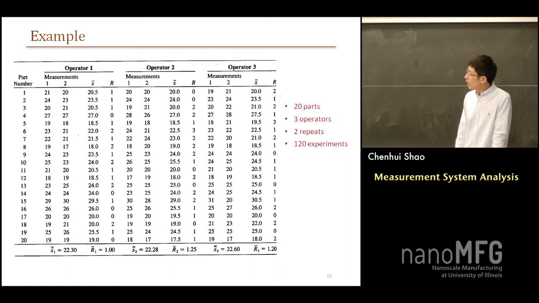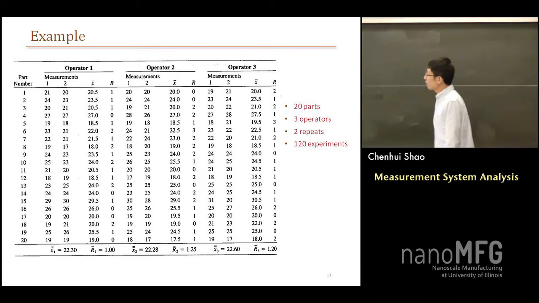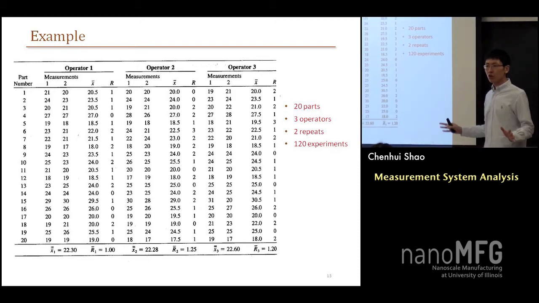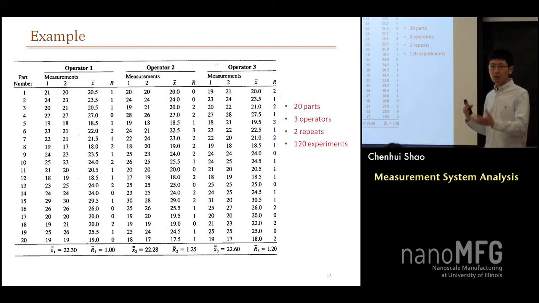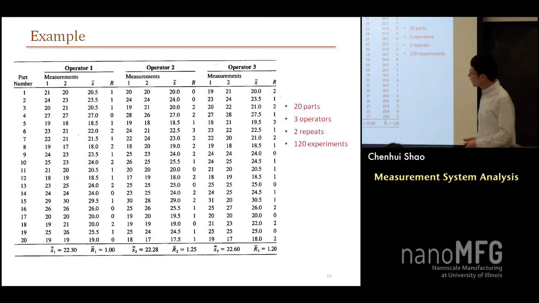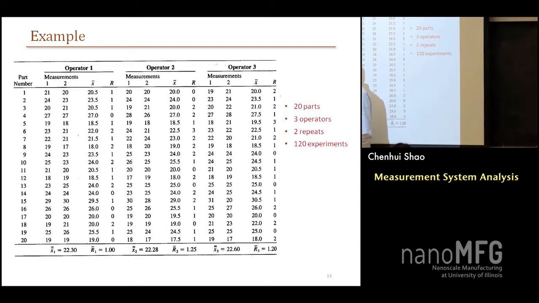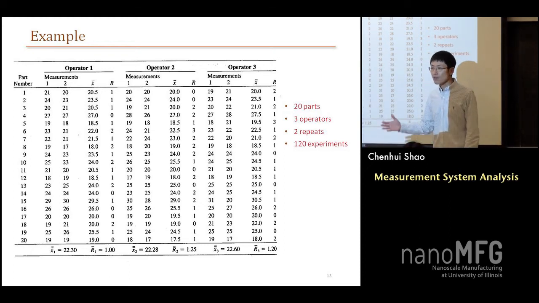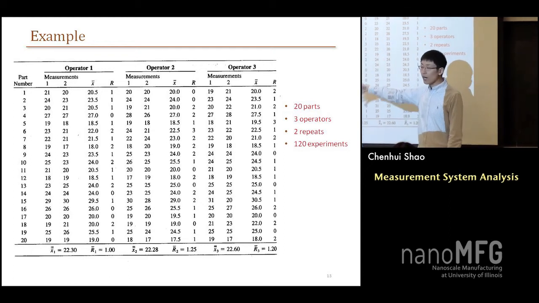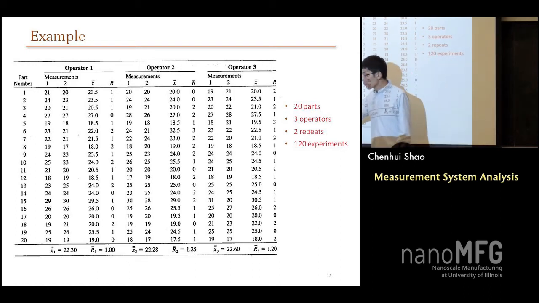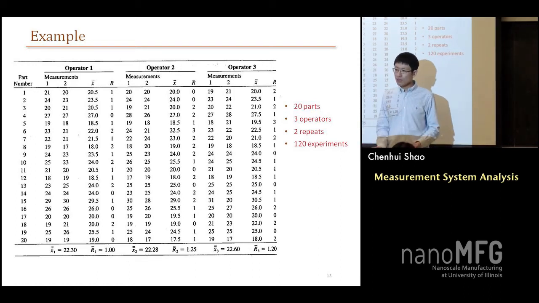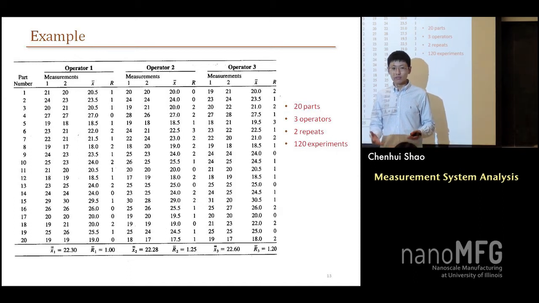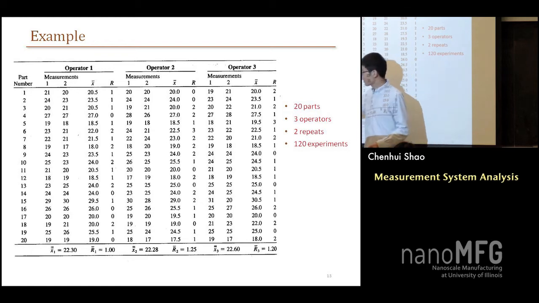So now we have 120 experiments, and we have many R values and many X bar values. Let's first try to distinguish what they represent. What does R1 bar mean? R1 bar is the average of all R values for all parts. Does this reflect part-to-part variation or operator-to-operator variation? No, definitely not operator. Everything here is operator one.